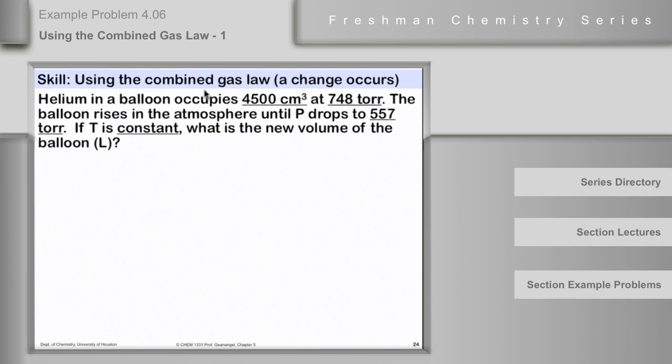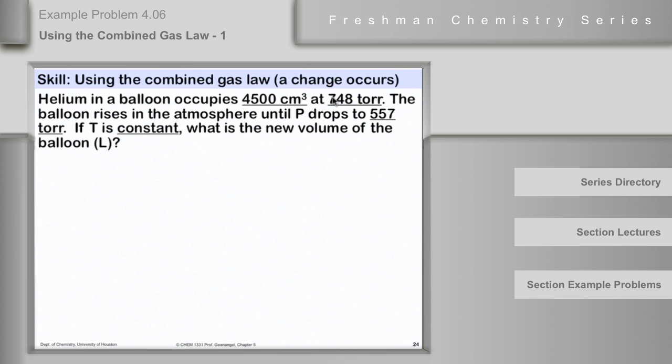And I'm going to tell you up front that this one is a combined gas law problem because a change occurs. We start off with a helium balloon that occupies 4,500 centimeters cubed. And this measurement was made at 748 torr. Then the balloon is released and it rises in the atmosphere until the pressure drops to 557 torr from 748.